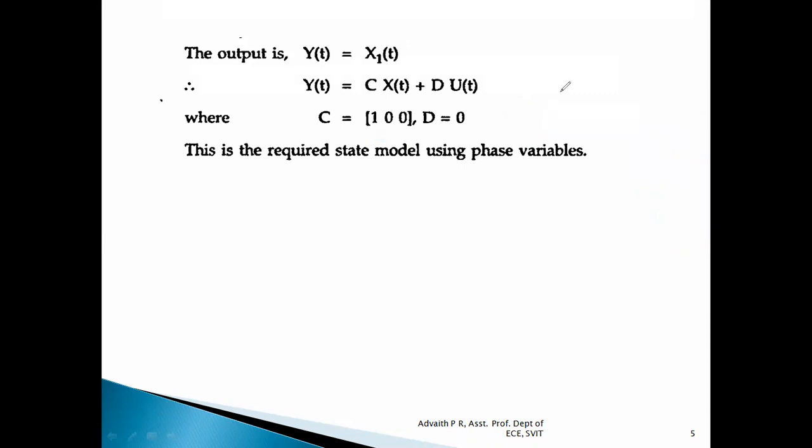Similarly, to find the D matrix, we need to have U of t, which is not there in our output, because the output is not dependent upon our input U of t. Hence, the D matrix is equal to 0. So this is the required state model using phase variables.